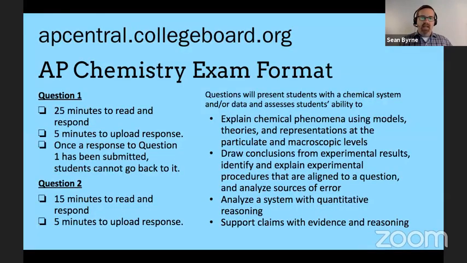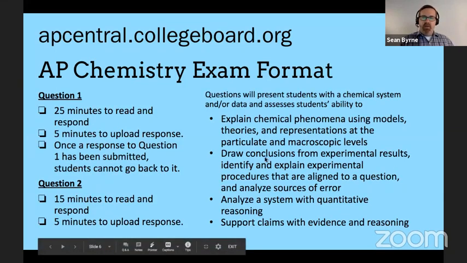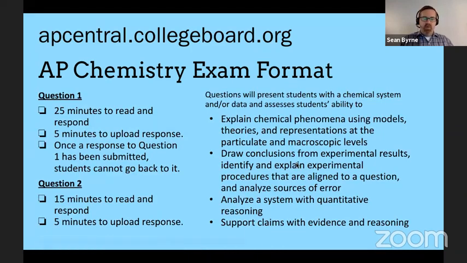That exam is going to have a completely free response format. You'll have 2 specific questions that will really be focusing on the skills of explaining chemical phenomena, drawing conclusions, analyzing systems, and supporting your claims with evidence and reasoning. We're going to continue to hammer those skills with you as we go through each of these lessons.